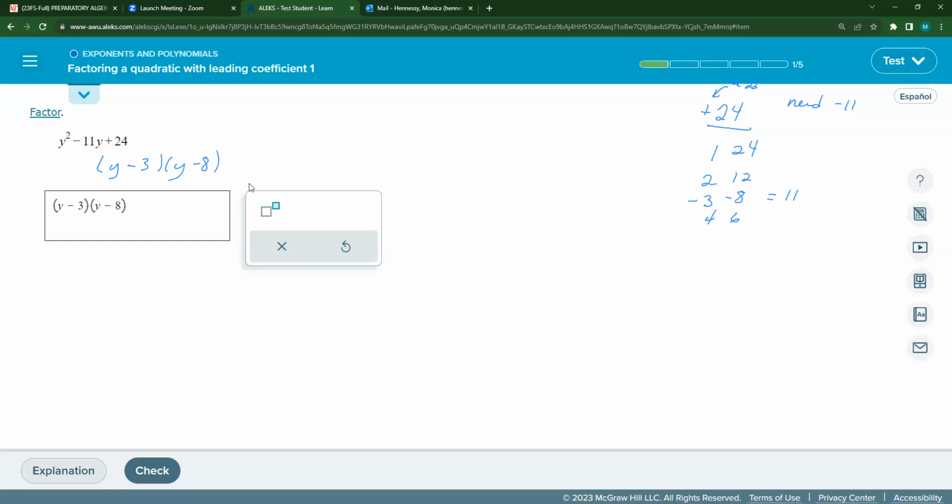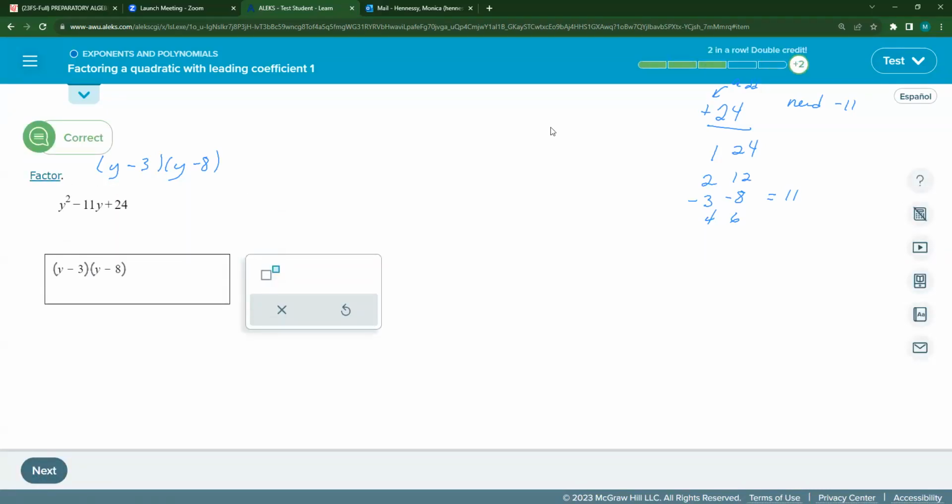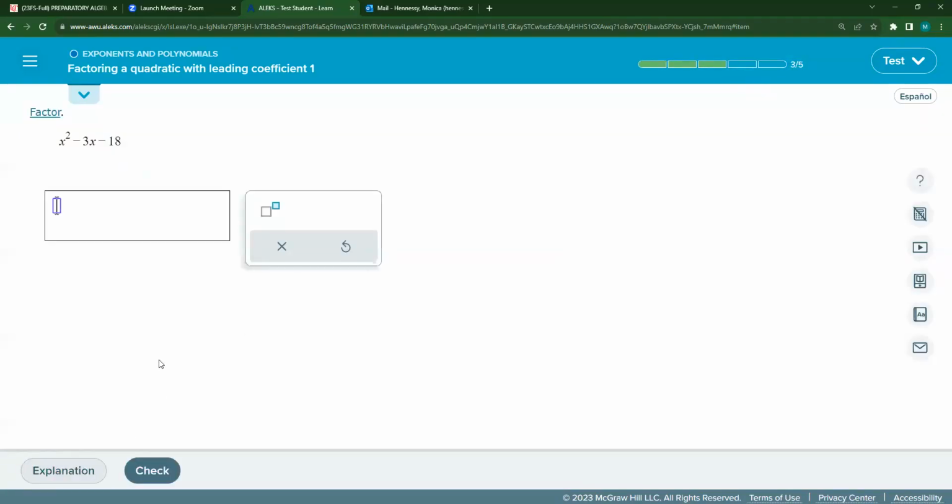So hopefully they'll give us one of those. If not, we will see it in another one coming up. So check my answer. And we will, and then next. Let's see what we have for this one.